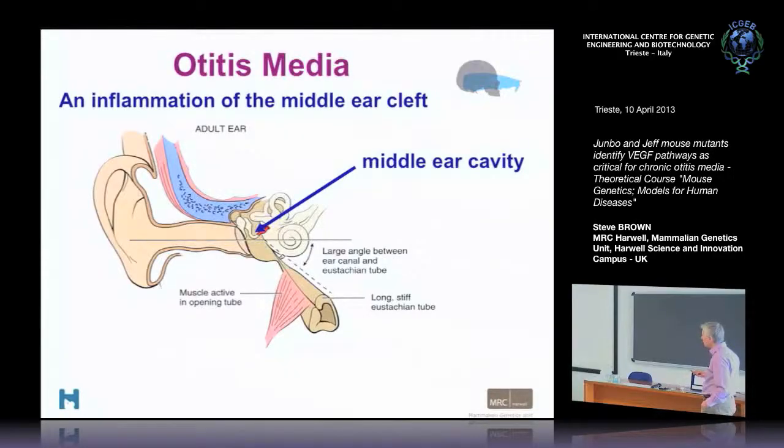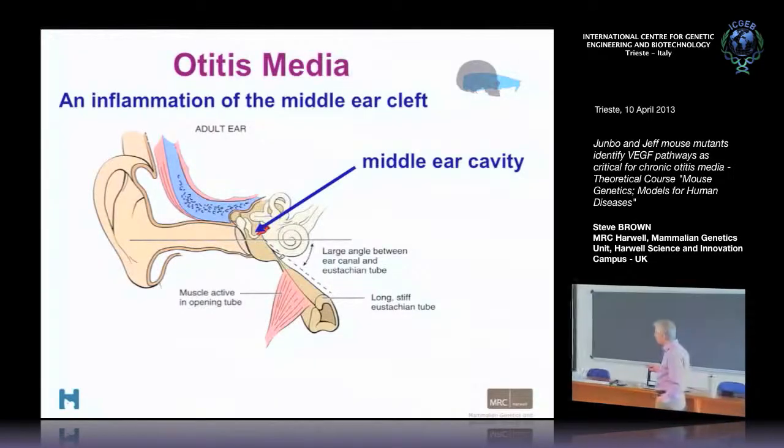So the outer ear is where we receive sound. The middle ear cavity on the other side of the tympanic membrane has these ossicles which transmit the vibrations of the tympanic membrane to the inner ear. And it's in the inner ear, of course, where the process of auditory transduction takes place, where those sound pulses are converted to neural impulses to the brain.